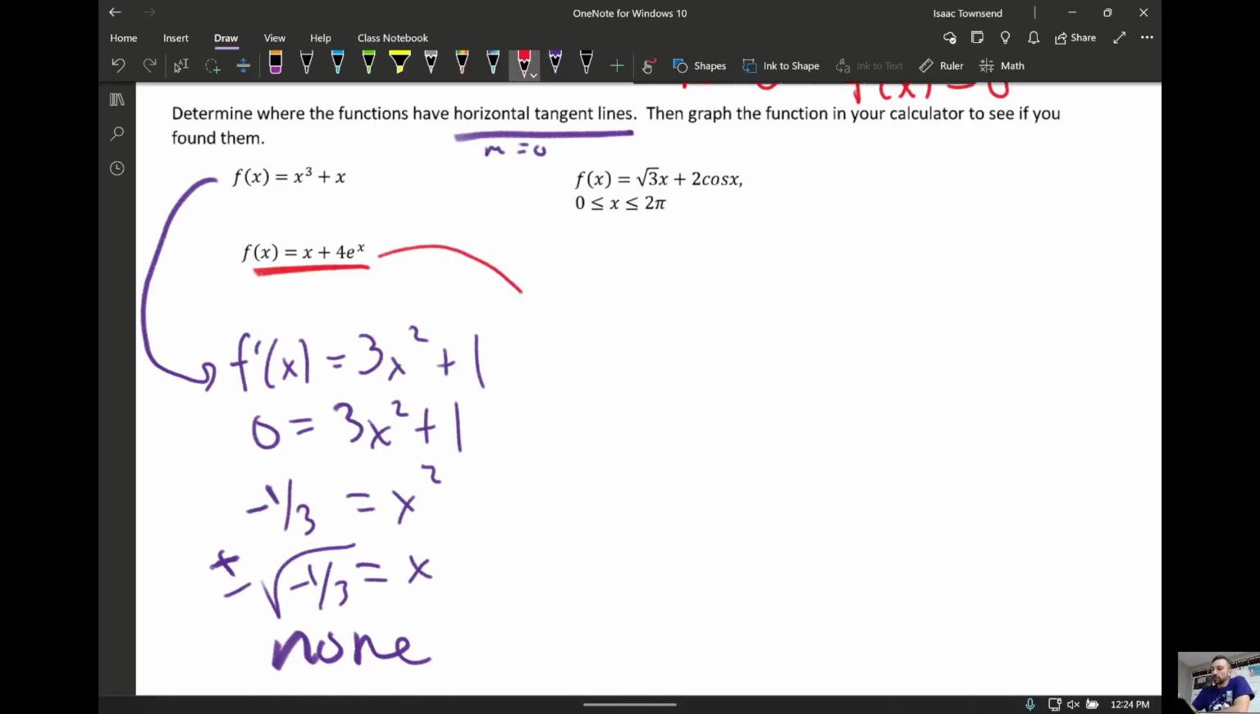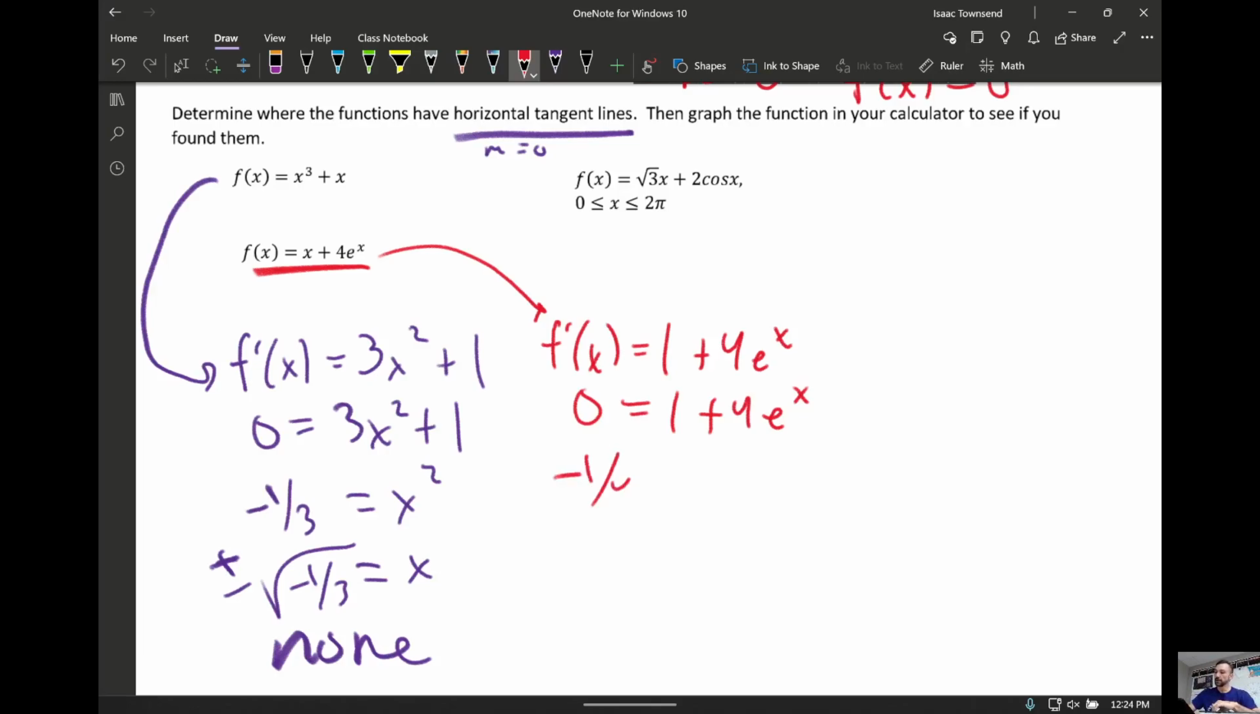Okay, if we do this one, again, horizontal tangent line means where the derivative equals 0. So you'll need to be able to find the derivative, know why you're setting it equal to 0, and then solve the algebra. And that can be very easy to very difficult. It just depends on the question. This one we could subtract the 1 and divide the 4. I'm going to switch these two.